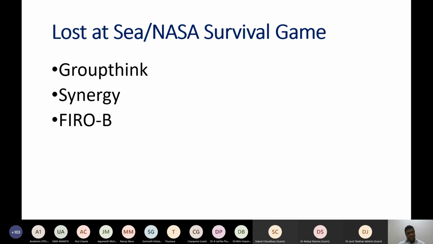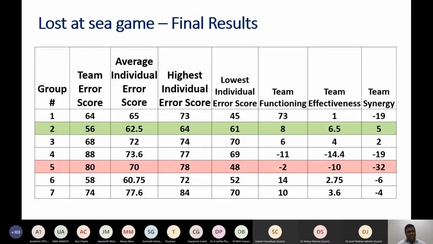So the losing game, I would ask them, what happened? Why did you get a very high team error score? Sir, I tried to explain that logic, but no one listened to me here. So in this case also, in group 5, interestingly, the lowest individual error score is 48. In fact, this is one among the lowest individual error scores in the entire class. So one guy knows the logic better, yet that group is a losing group. How is it possible?